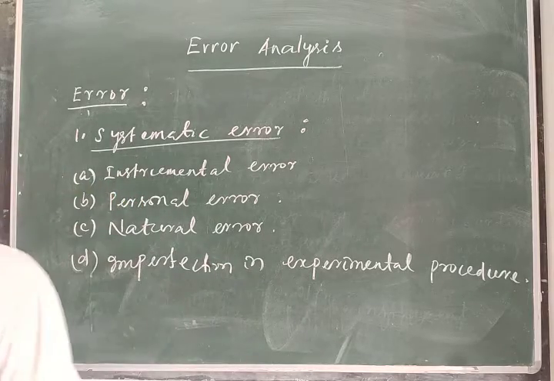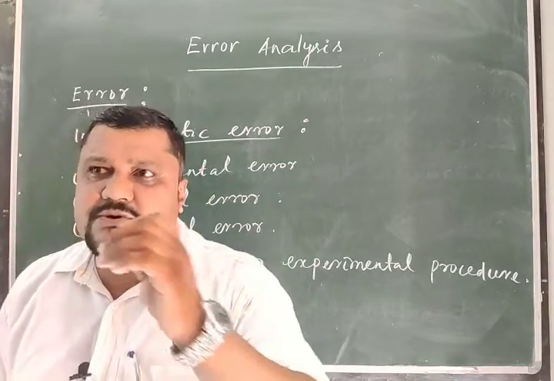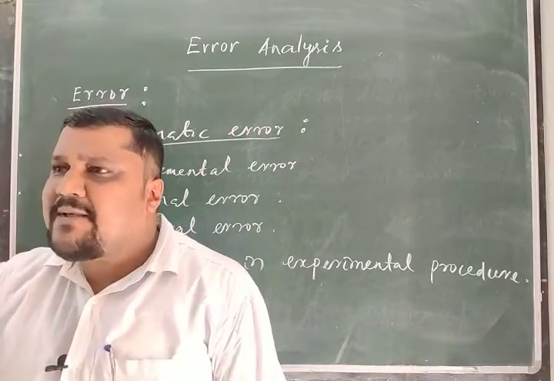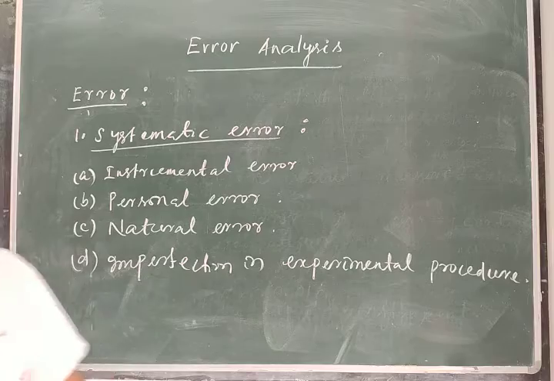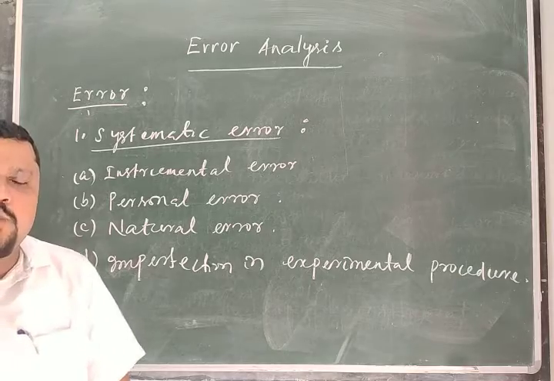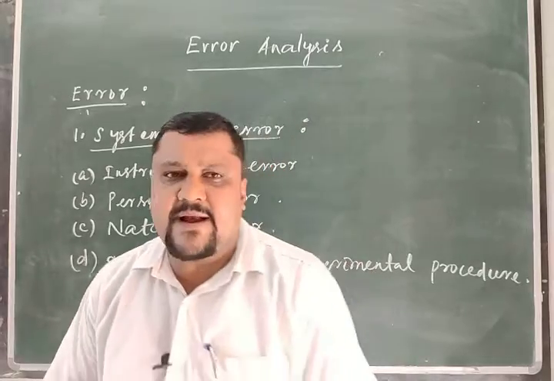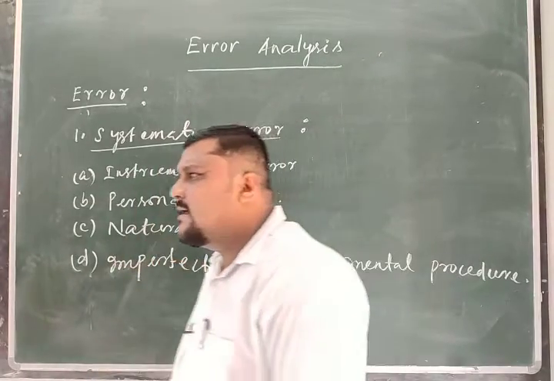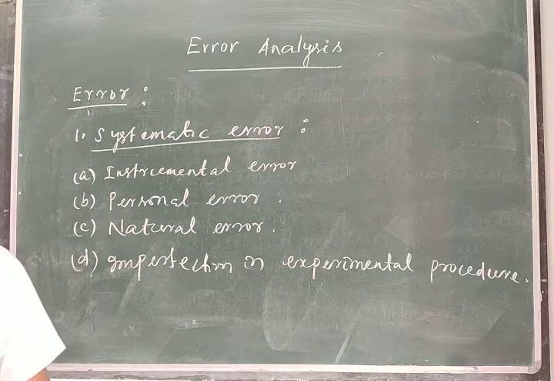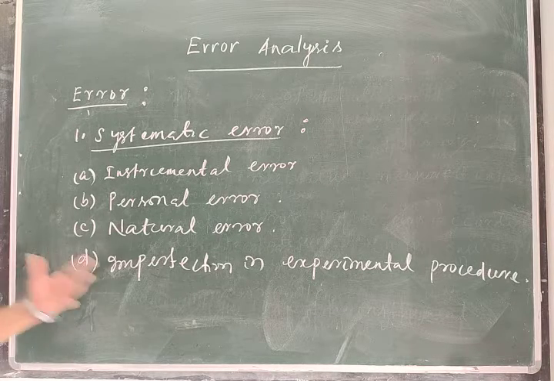Then this systematic error can be reduced. We cannot completely eliminate this error, but we can minimize it, because these are due to known causes. If it is because of known causes, then I should make proper arrangements for these known causes, and then I can minimize the error. So the systematic error can be minimized by using a perfect instrument.